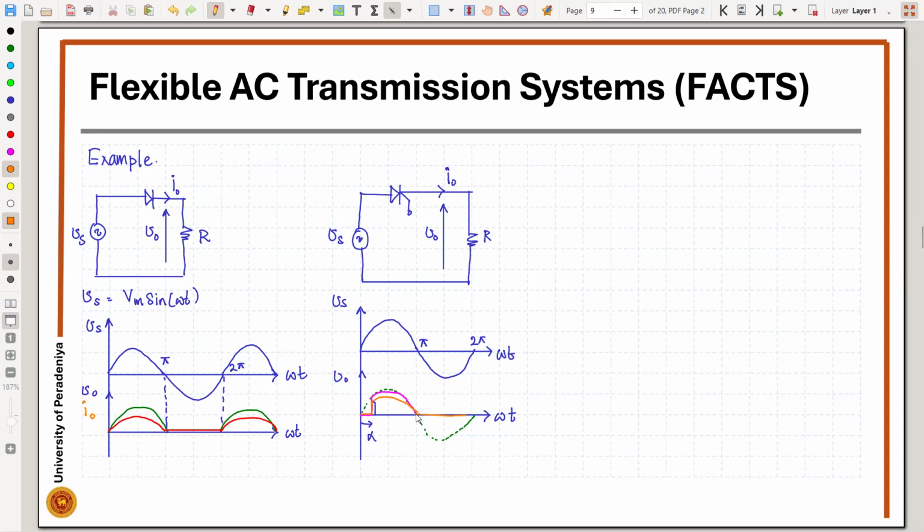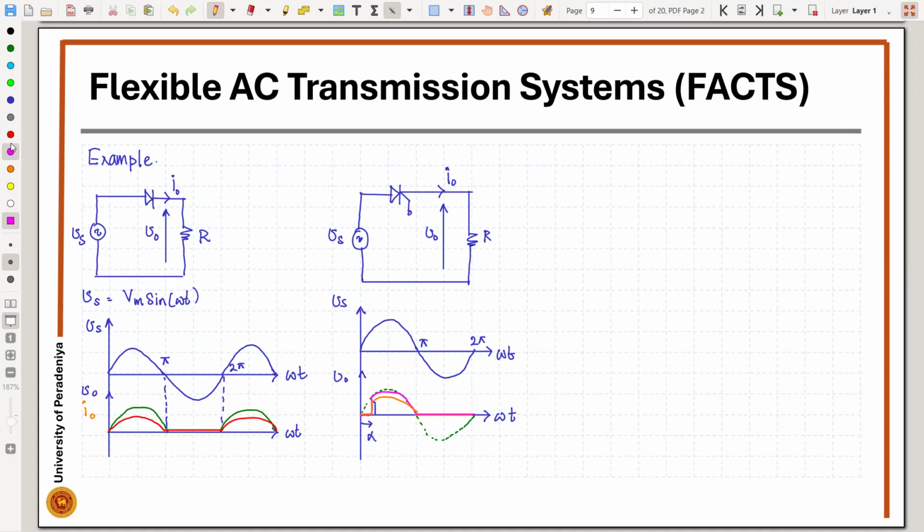Then the device will move on to the reverse bias condition, so your output voltage would be 0 during that period. When you compare these two with the resistive load, in the negative half the voltage and current are 0, so there is no difference. But the output voltage in this condition is different from here.